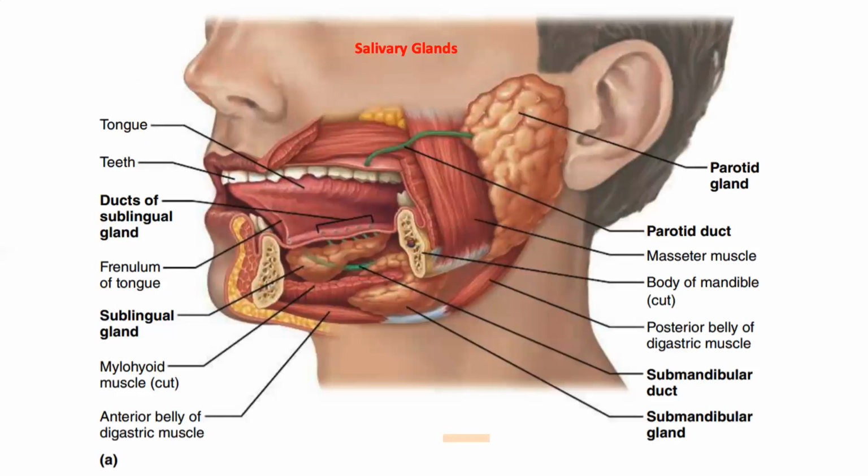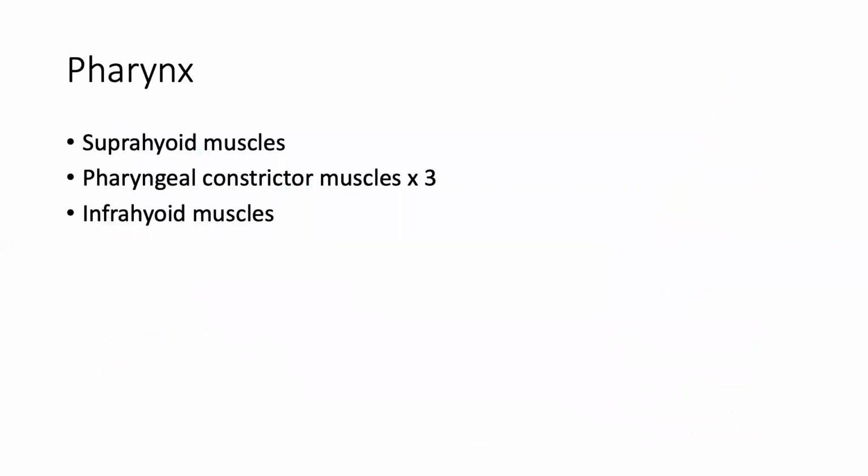So now let's look at the location of the parotid gland, which is just in front of the ear. It opens along the parotid duct into the oral cavity. Submandibular gland is beneath the mandible, and sublingual gland is here underneath the tongue. They have their ducts to open into the oral cavity. Pharynx, which is what we call the throat. Pharynx has 3 portions: oropharynx, nasopharynx, and laryngopharynx.